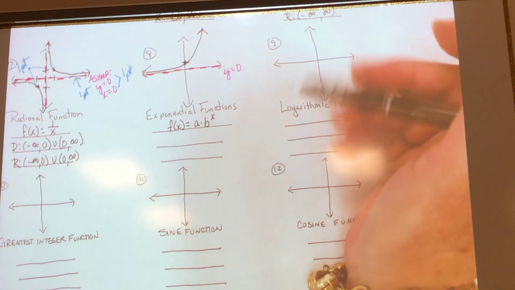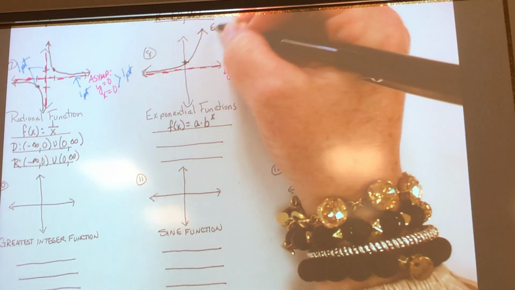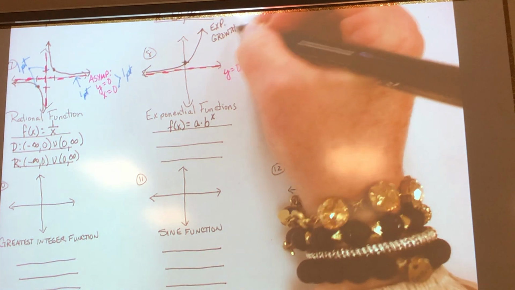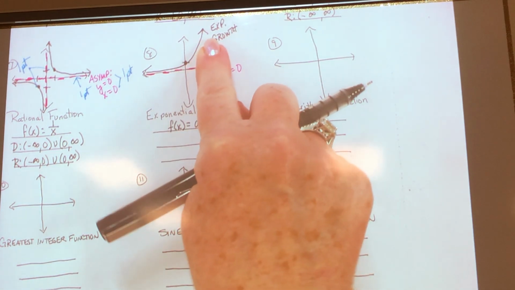Okay, put your arrows on your graph, guys. What's this one called? Exponential growth. And then the other one's decay. Very good. So exponential growth is what you would like for your retirement account to look like.